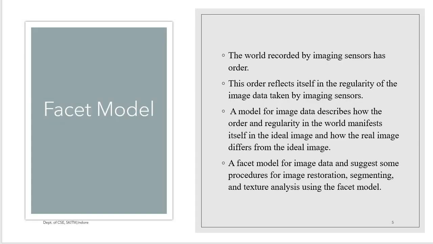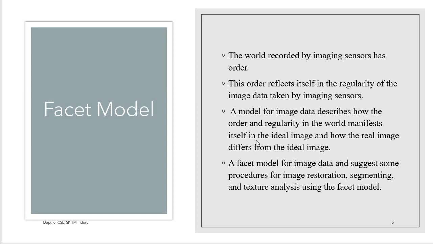Now the facet model: the world recorded by an image sensor has order. This order reflects itself in the regularity of the image data taken by the imaging sensor. A model for image data describes how the order and the regularity in the world manifest themselves in the ideal image and how the real image differs from the ideal image.